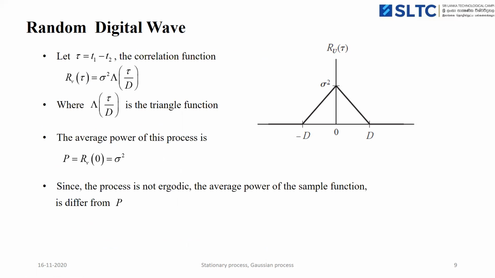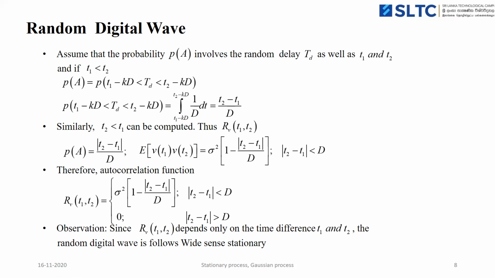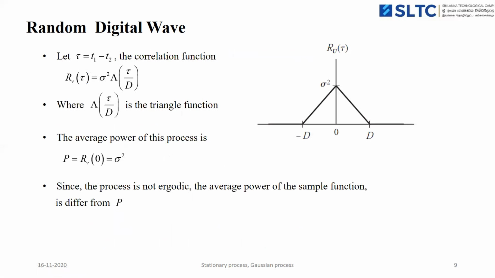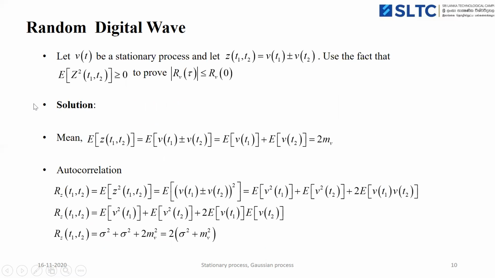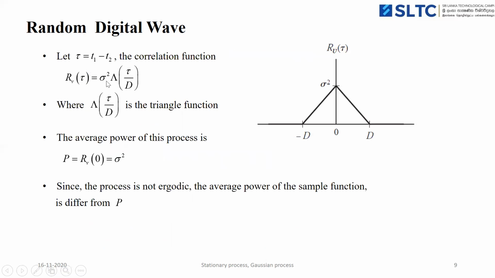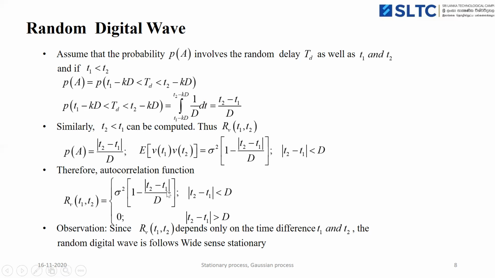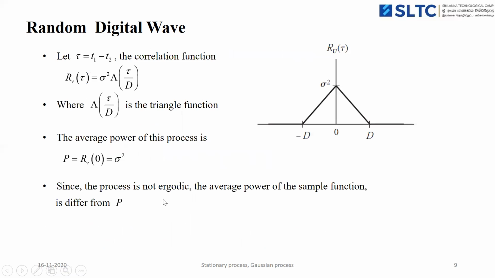And we can replace that T2 minus T1 in the autocorrelation function, that is the time difference of the observation time, by tau. Then the correlation function becomes R_V of tau equal to sigma squared gamma of tau by D. We are modeling this term, T2 minus T1 by D, as some other function. We are modeling it as a triangle function.